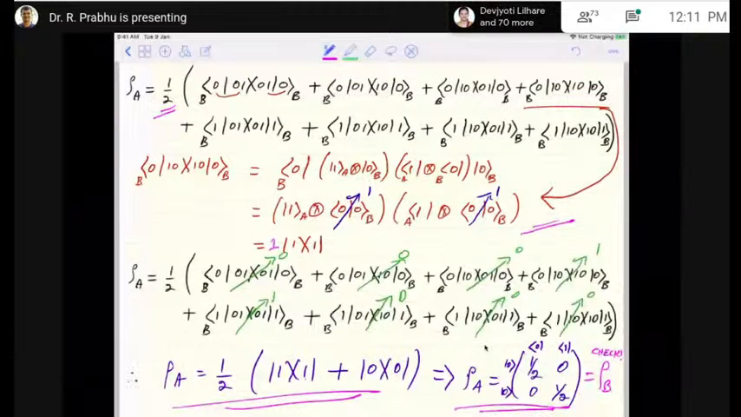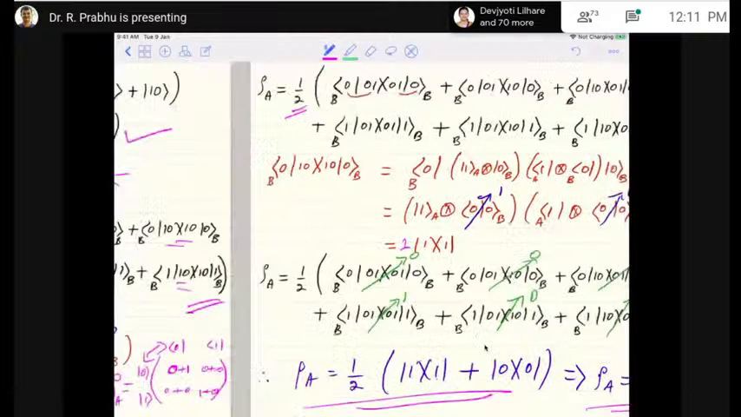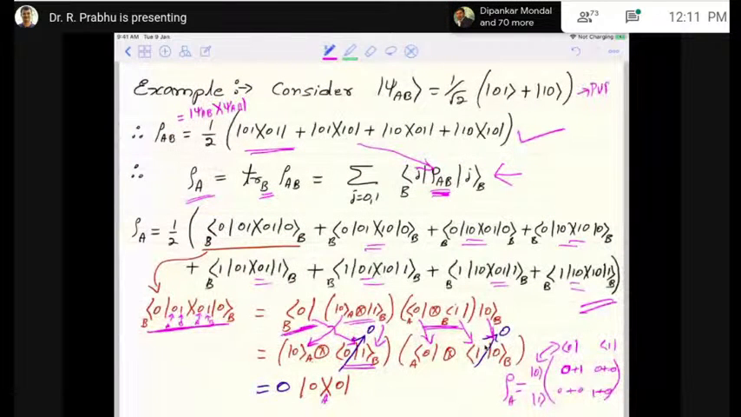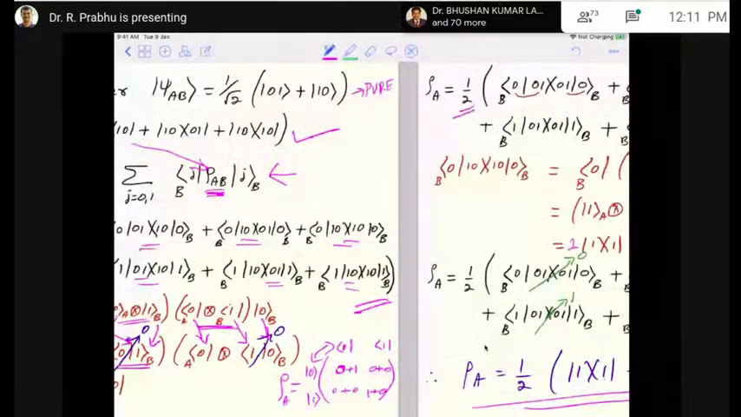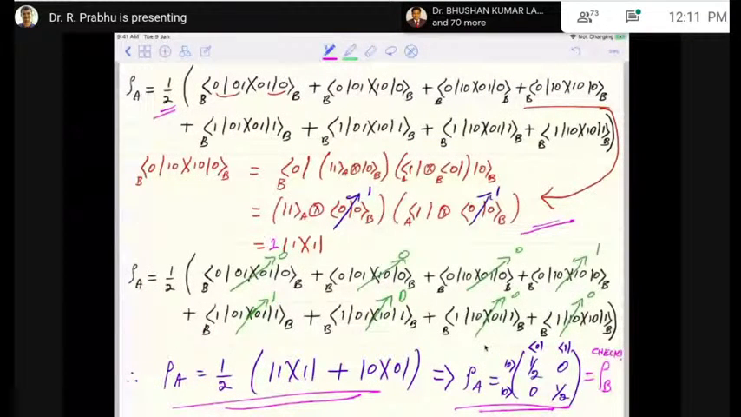Since we started with a pure state, as you all know, the subsystems of a pure state will always have the same eigenvalue structure. Since I have only 2 qubits here, you can see that even rho B will have the same density matrix.